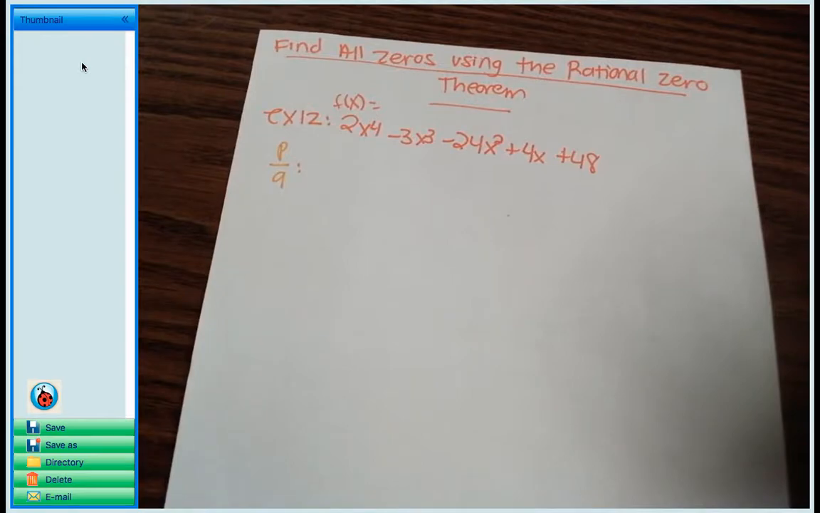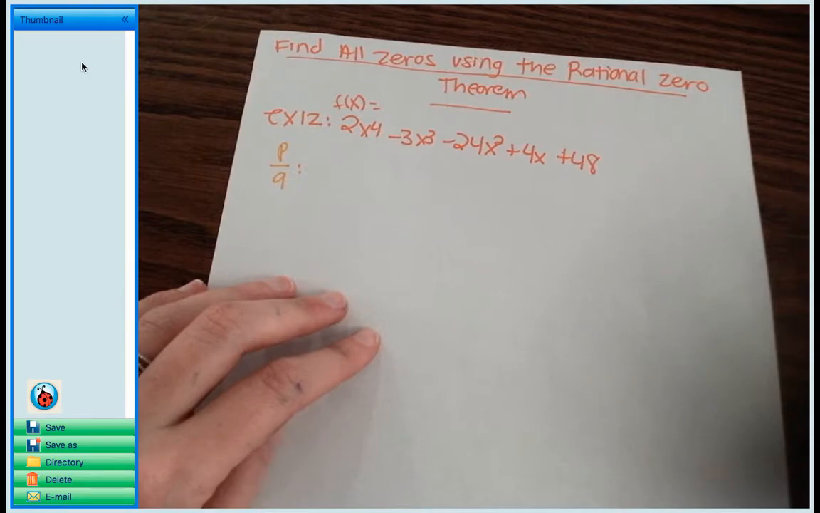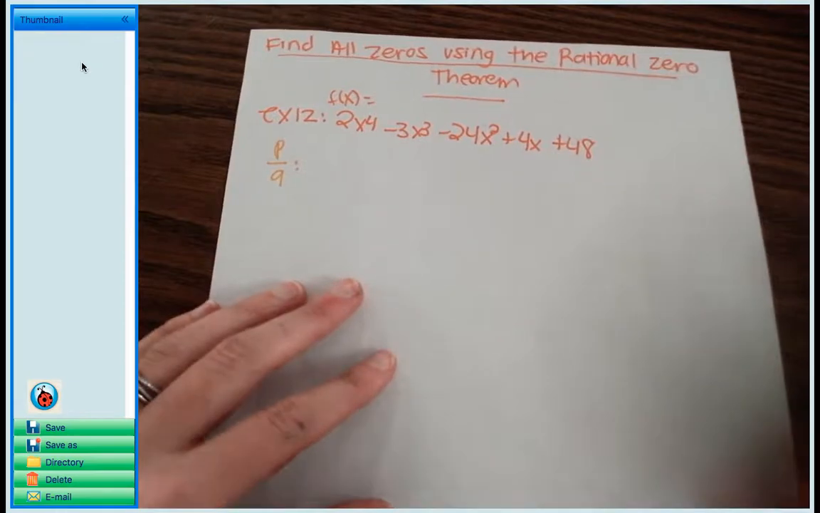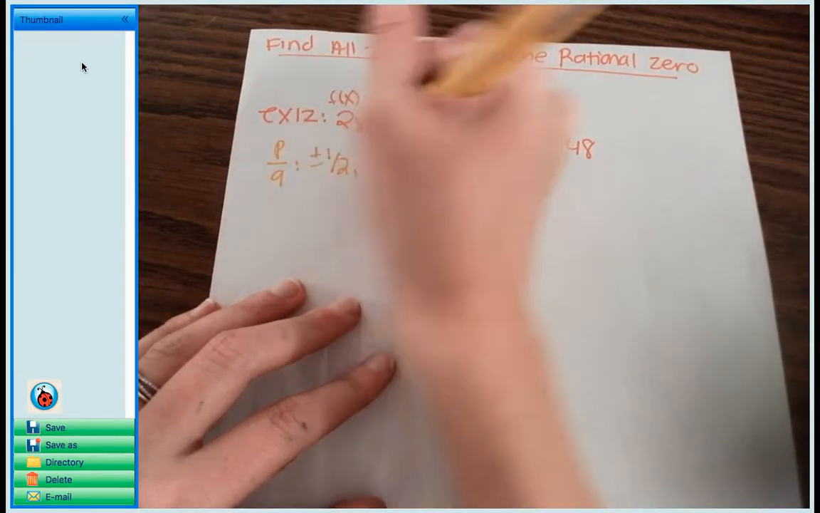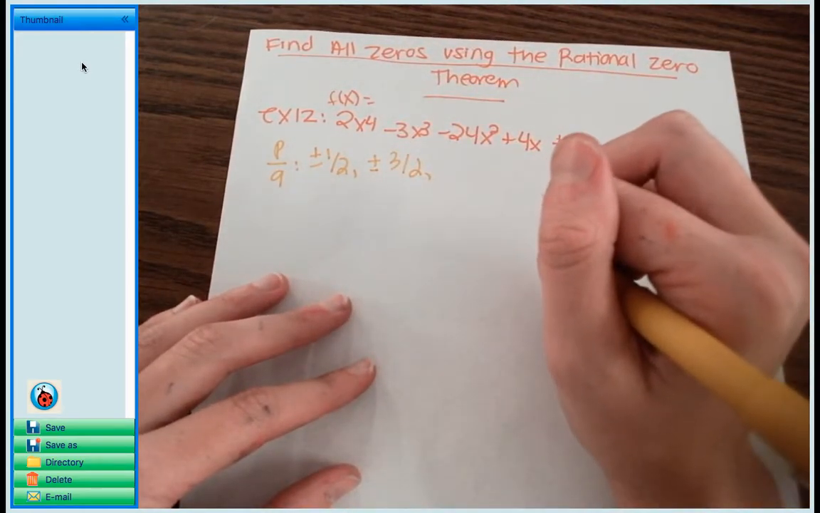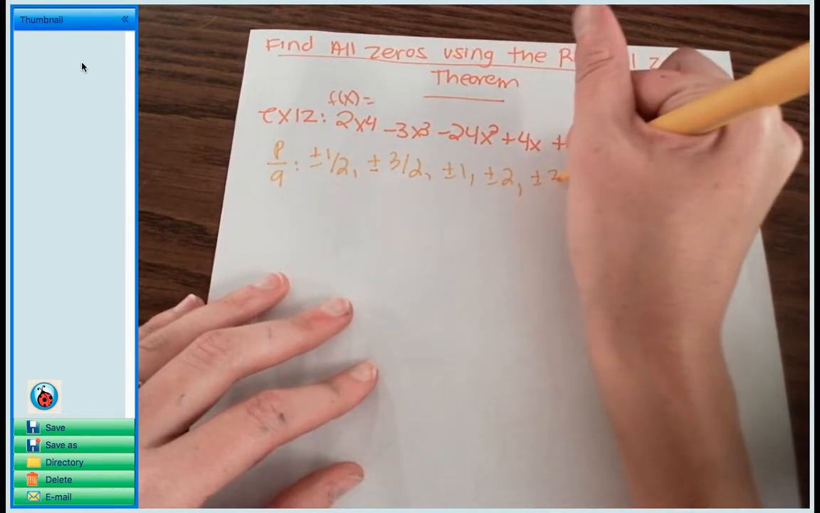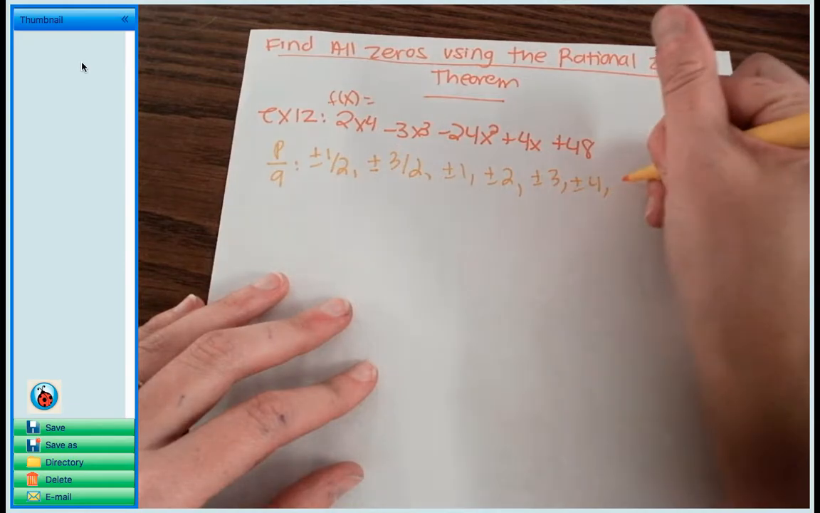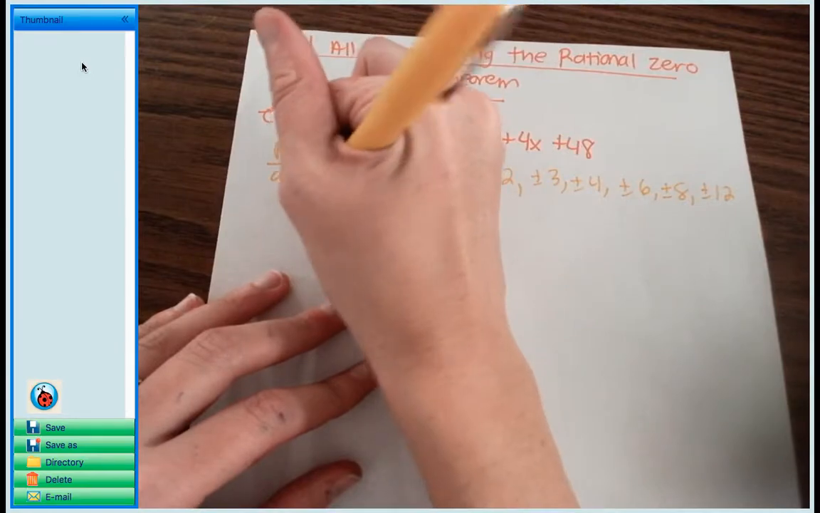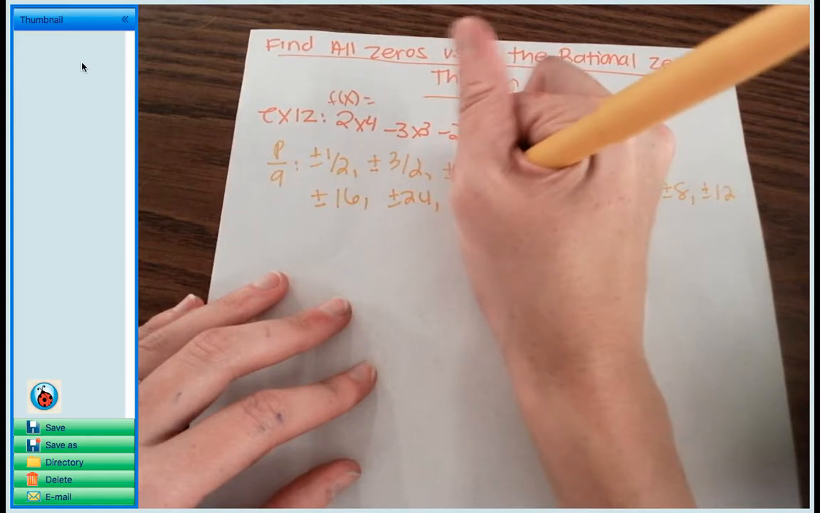from the previous problem were plus or minus 1, which I'm actually going to list them in order because I like to list them in order. You don't have to, but I think it kind of helps if it's organized. So plus or minus 1/2, plus or minus 3/2. So here, plus or minus 1, plus or minus 2, plus or minus 3, plus or minus 4, plus or minus 6, plus or minus 8, plus or minus 12, plus or minus 16, plus or minus 24, and plus or minus 48.